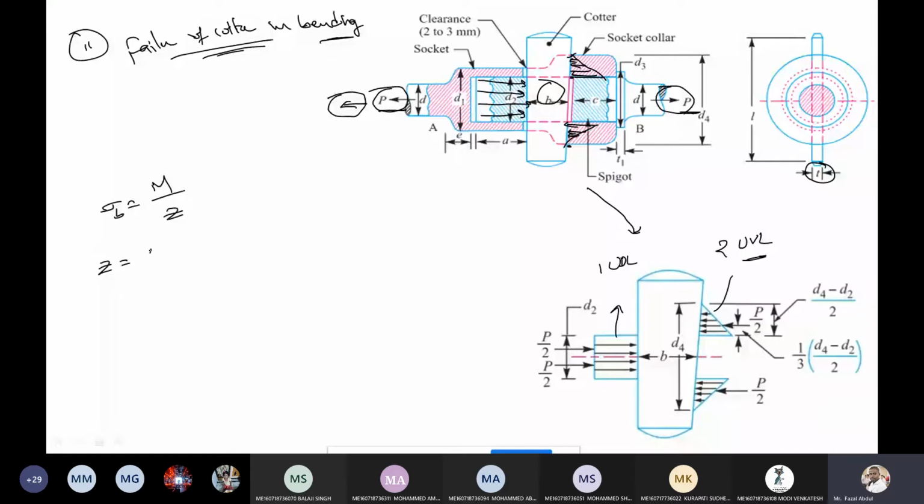TB square by 6. Now what is maximum bending moment? So maximum bending moment at neutral axis, we have to calculate. So once we know the neutral axis maximum bending moment, if we substitute here, we can get the sigma B value. So at the neutral axis, see here, neutral axis means at this axis we have to find out the maximum bending moment.